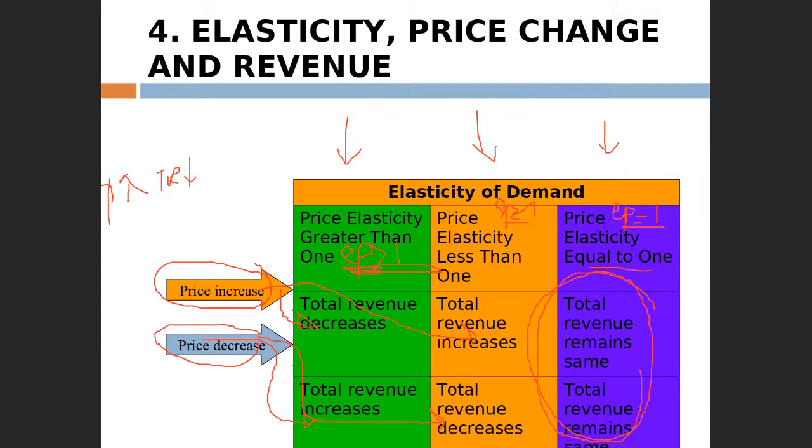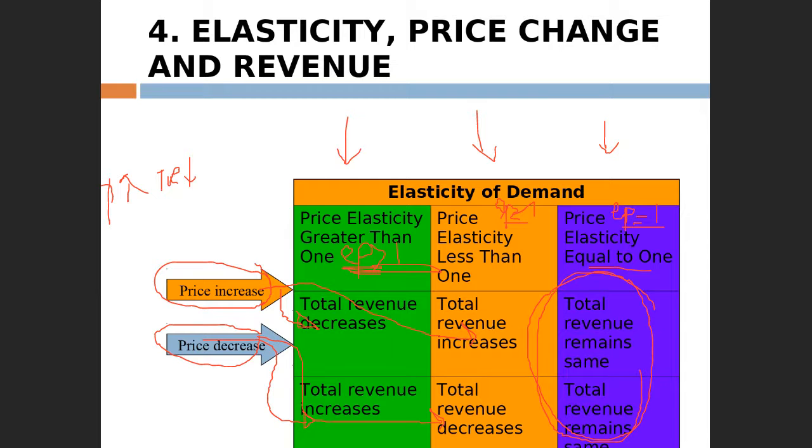So the best way to remember this is as follows. The purple column where price elasticity is equal to 1, unitary elastic, basically nothing happens when price goes up or price goes down in terms of total revenue. The total revenue remains the same.